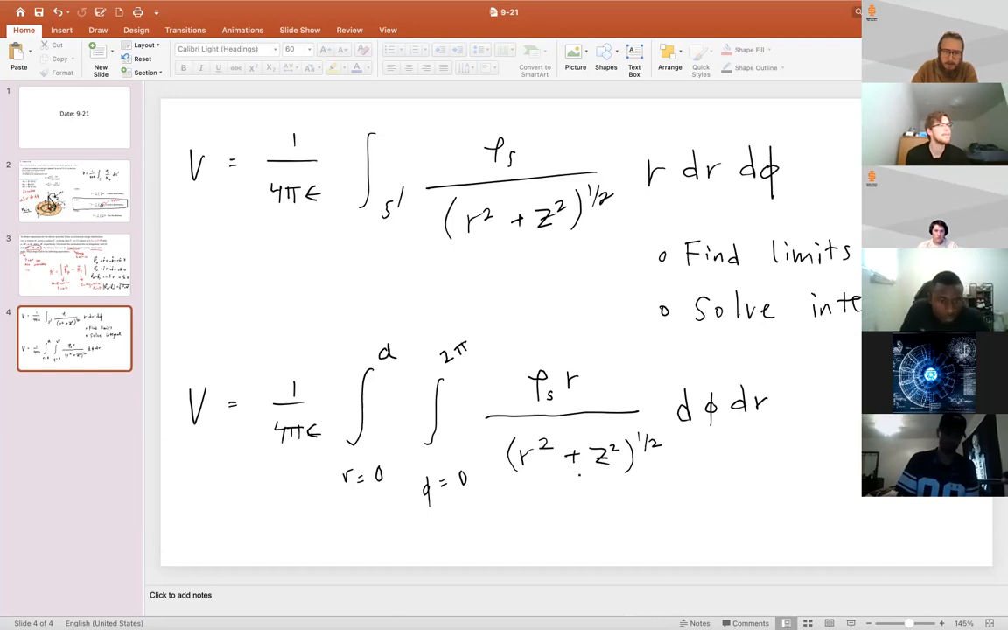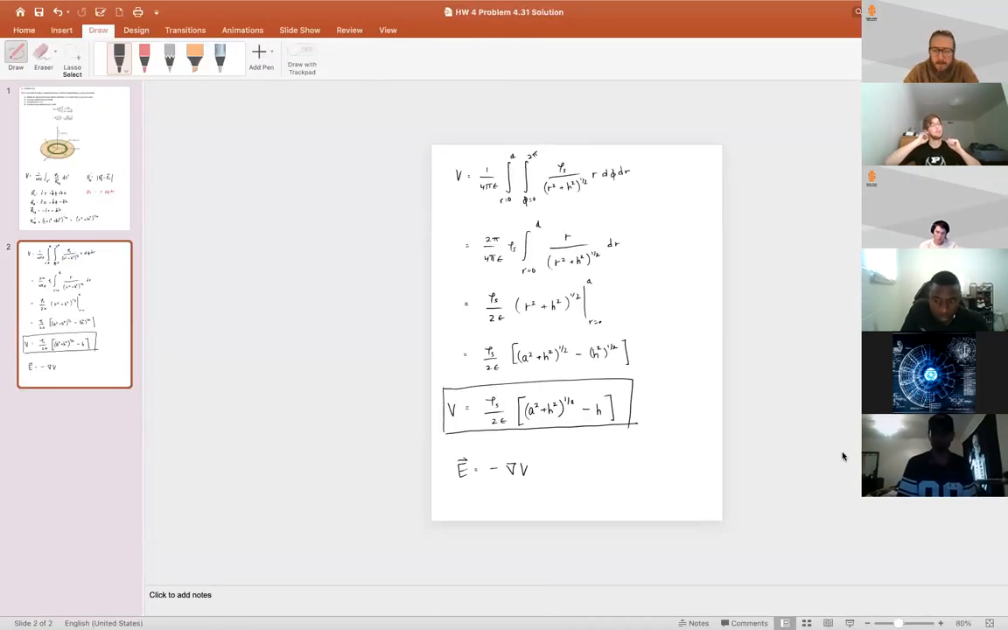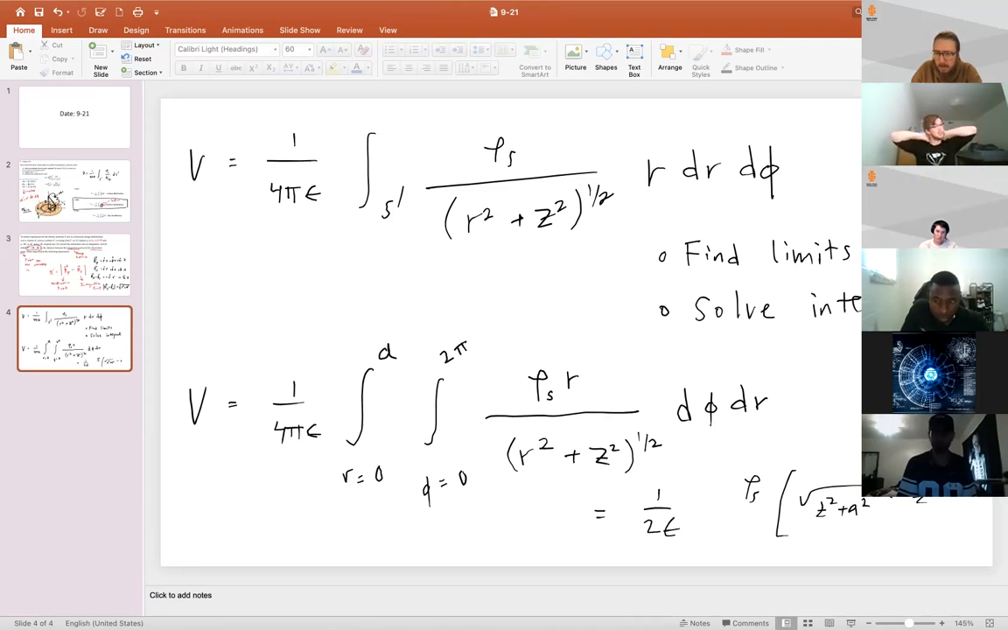All right, did anyone get an answer? Yeah, I did. I got 1/2 E, the rho s, I think. I think that's what it is. Yeah, rho over 2 epsilon, and then in parentheses, the square root of z squared plus a squared, then minus z. I believe this is what I have also. Here, I'll make it a little bit easier to see. Like this, basically.